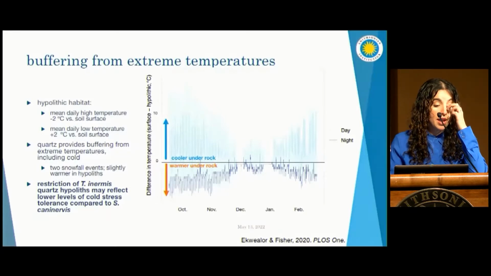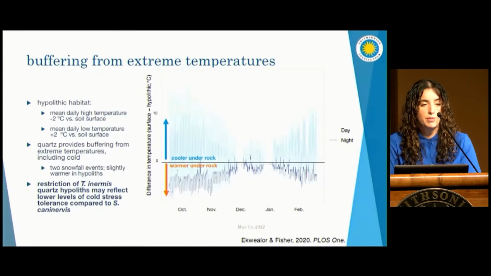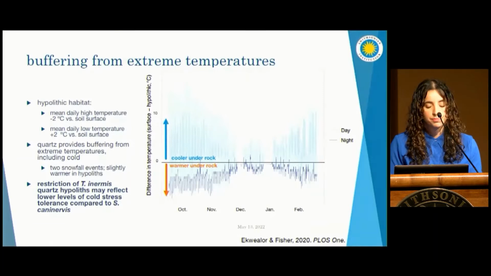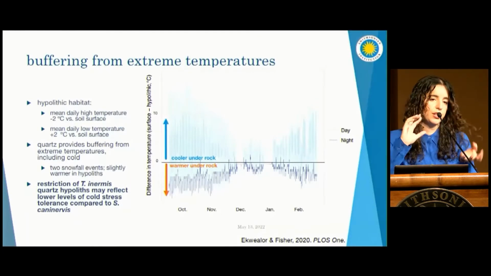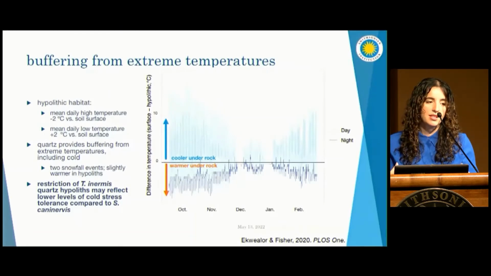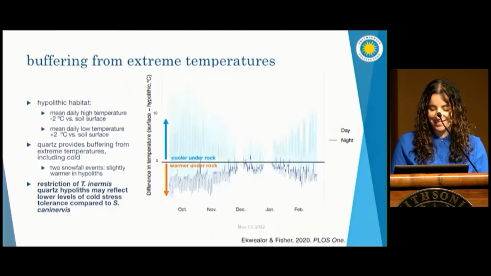And so it may reflect lower levels of cold tolerance in Tortula inermis, and that's why it's persisting under the rocks at this elevation. So it turned my assumptions on their head, because we think of deserts as hot places, and they often are, but they can also be very, very cold places.